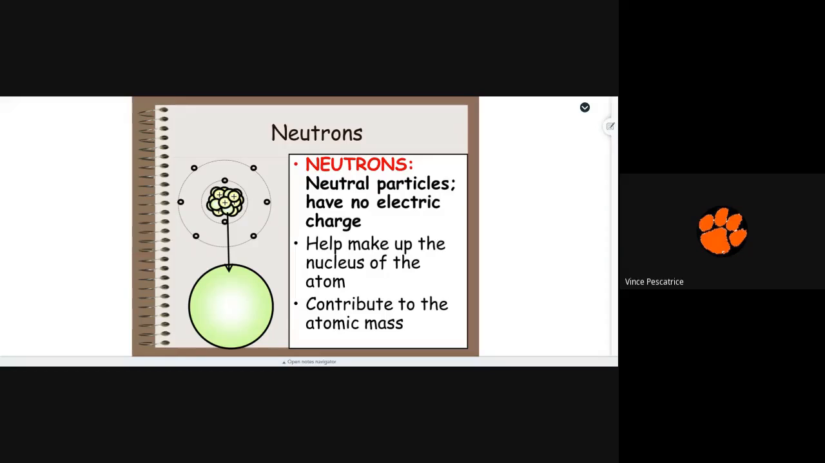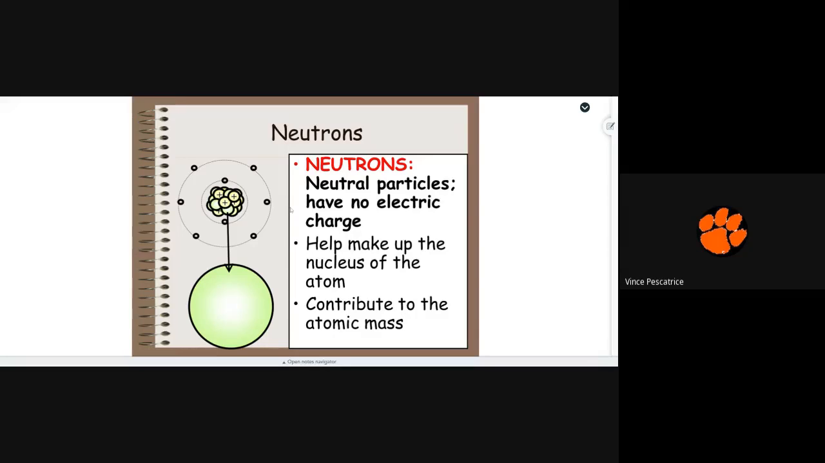The reason they're in the nucleus has the same principle as a magnet. Have you ever taken a magnet and put the two positive ends together, what happens? Type in the chat or shout it out. If you have two positive ends of a magnet, what happens? Yes, Terrence, good job. They repel.